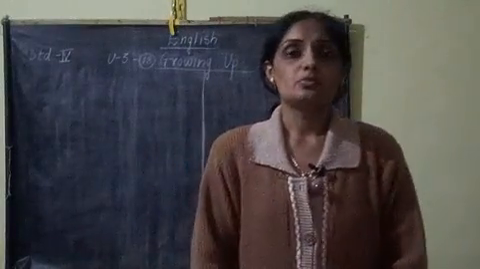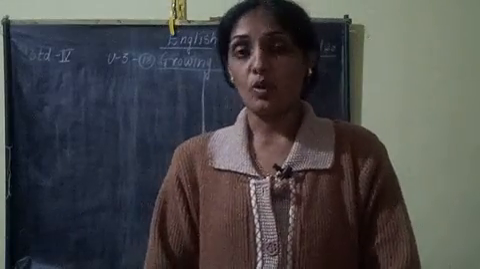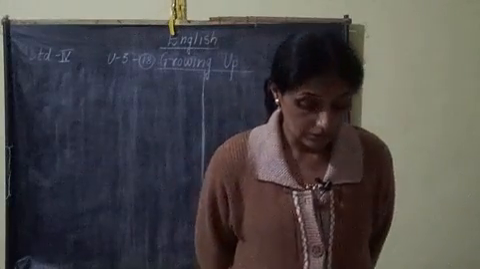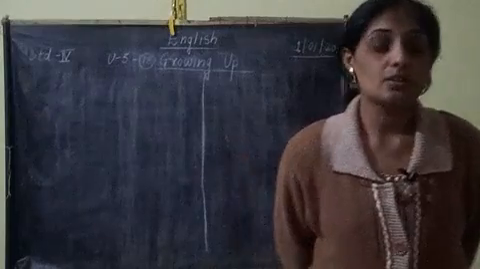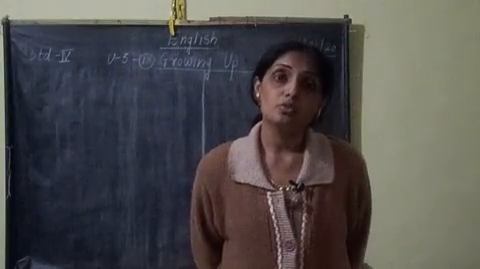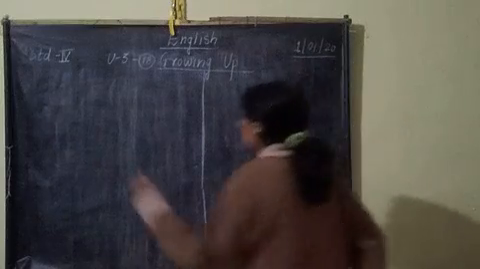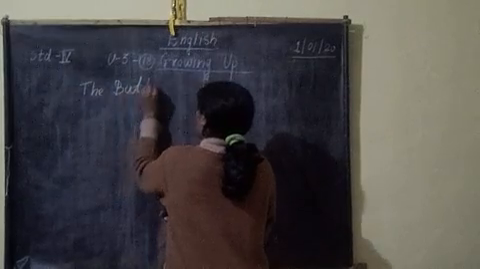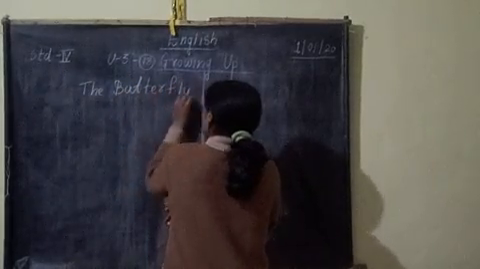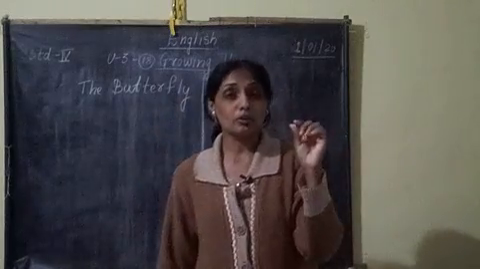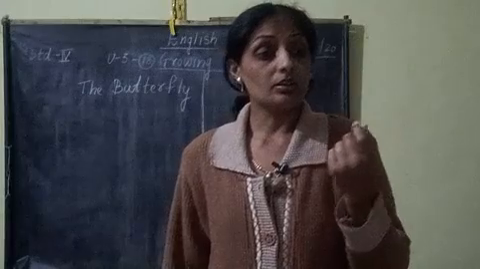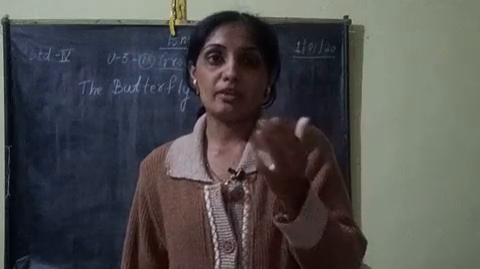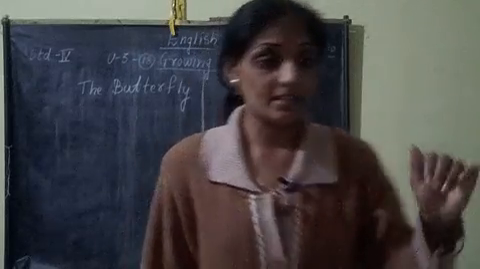Fine? Good. Today we are going to study the second poem of Growing Up. Yesterday we studied about the frog, Mr. Thomas Frog. Today we are going to study about the butterfly. Now, how does a butterfly grow from its larva? How does it turn into a butterfly, that we are going to study. Larva, pupa. There are stages of butterflies that we are going to study here.